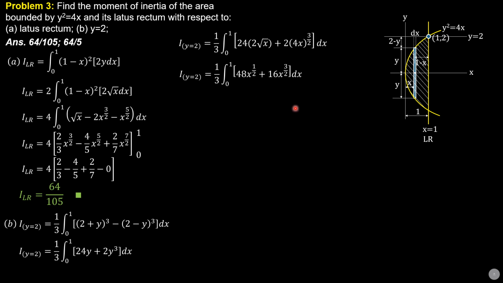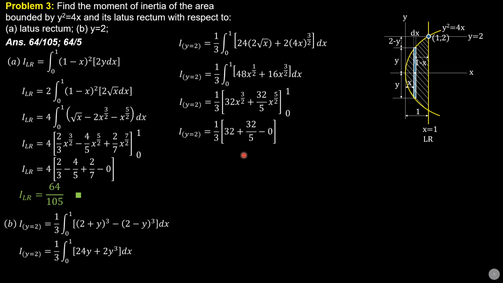So integrating manually, I with respect to line y equals 2 is 1/3 of the first term, 48x to the 3 halves over 3 halves, so that's 32x to the 3 halves. So 1/3 of quantity 32x to the 3 halves plus 32 over 5 x to the 5 halves from 0 to 1. So I with respect to the line y equals 2 is equal to, simplifying, 64 over 5.